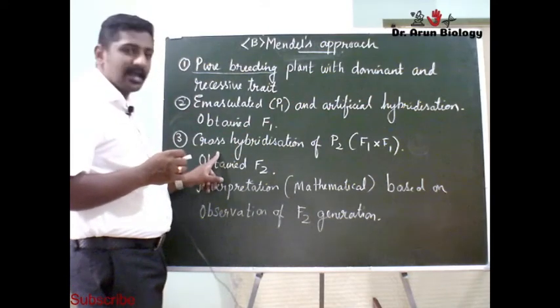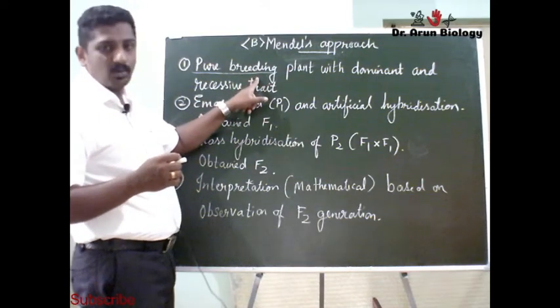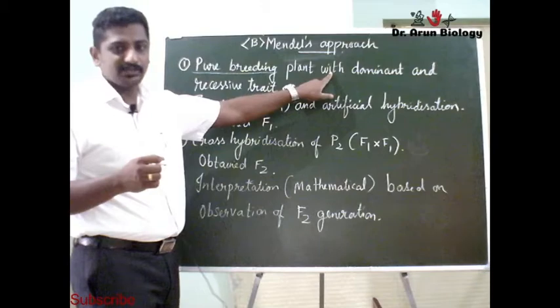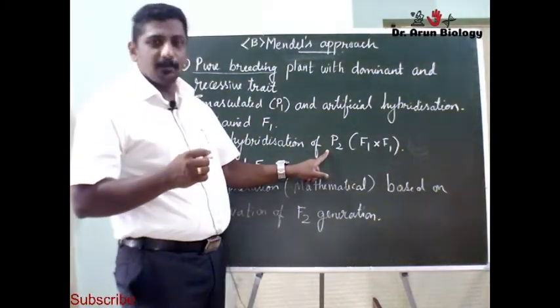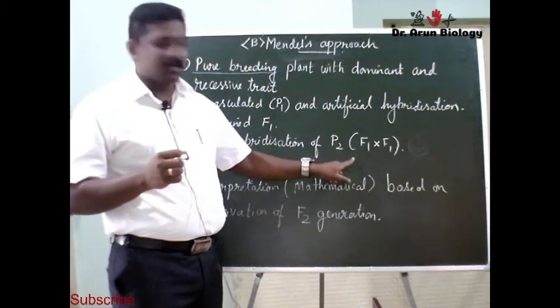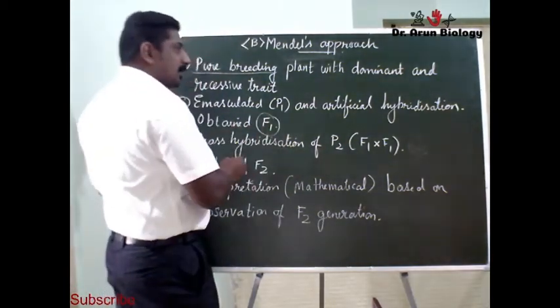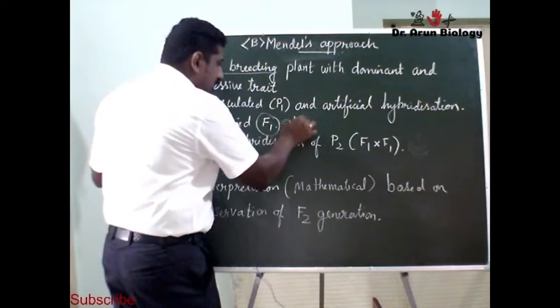Now he cross hybridized the parent 2. First he made P1 to cross, now P2 to cross. P1, we know, is a homozygous dominant and homozygous recessive. What is the feature of P2? It is a hybrid F1 into F1, because you all know that F1 is obtained by crossing the P1s, therefore F1 is nothing but a hybrid.